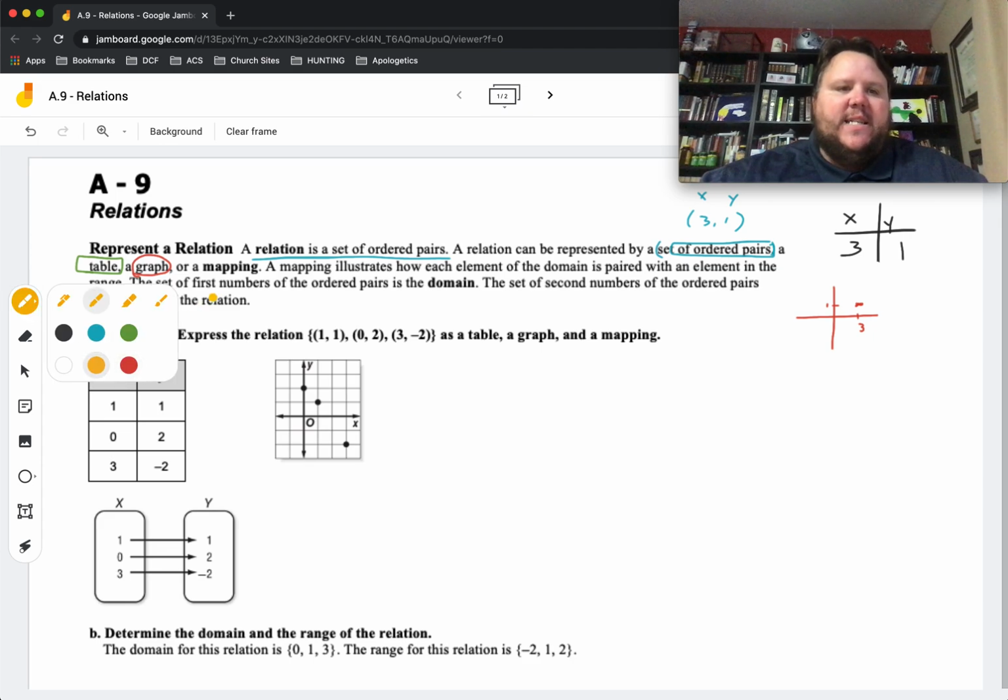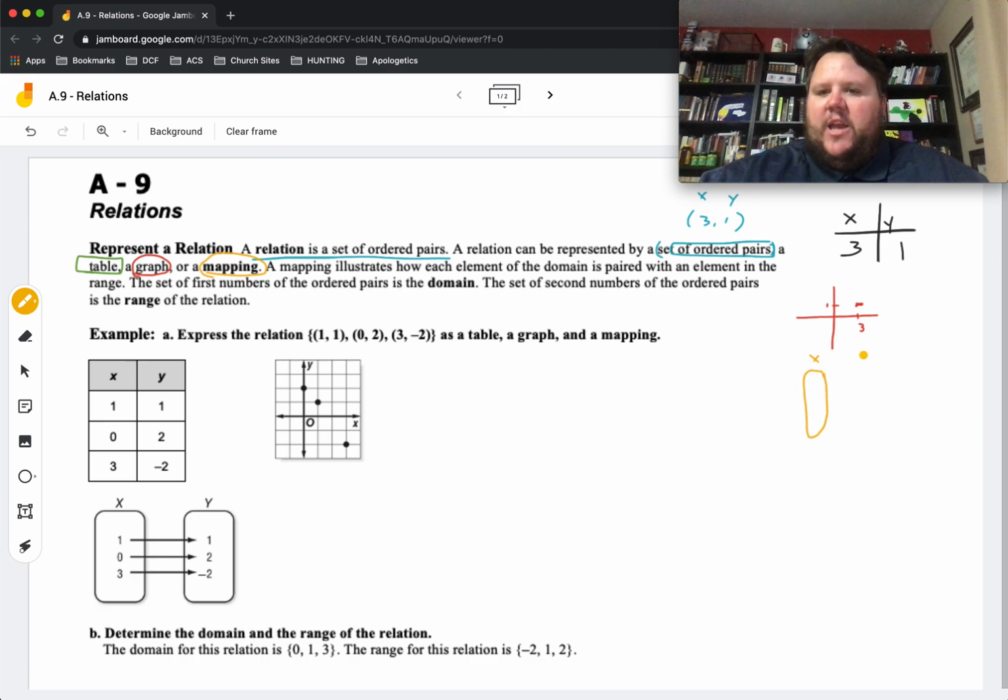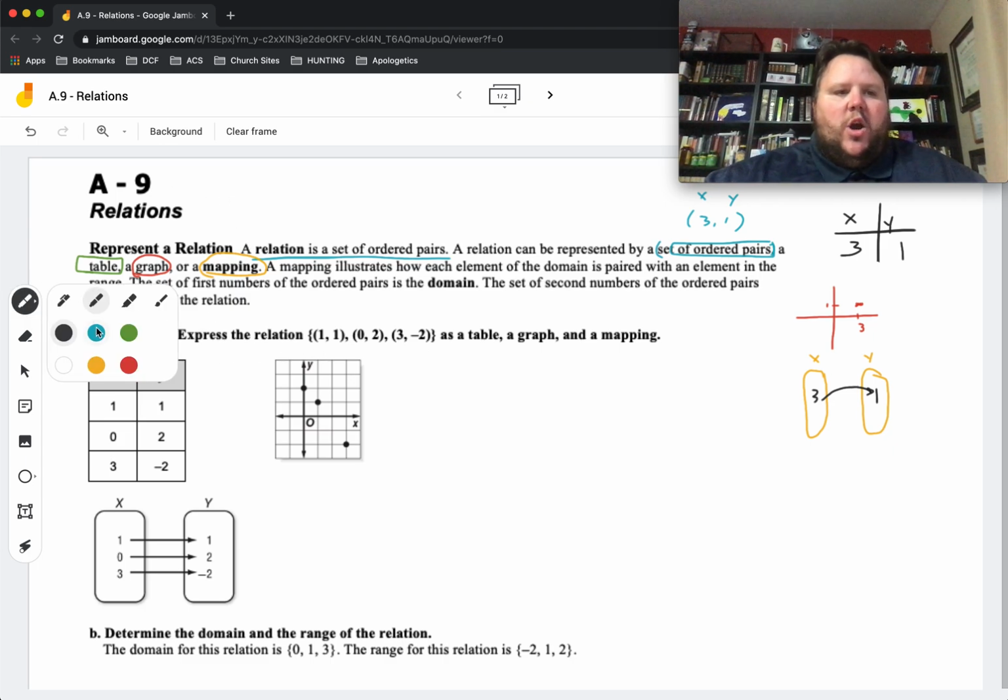Or it can be labeled as a mapping. A mapping does this. I'm still looking at my point (3, 1). A mapping says you have a box of x's and a y box. Inside my x box I put 3, and inside my y box is 1, and you draw a line that says 3 goes to 1. So it's a mapping.